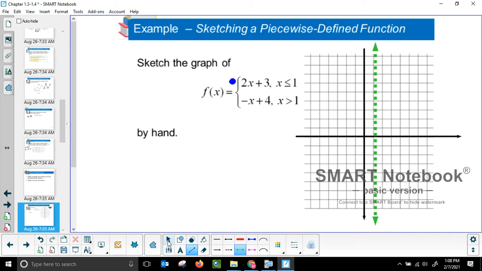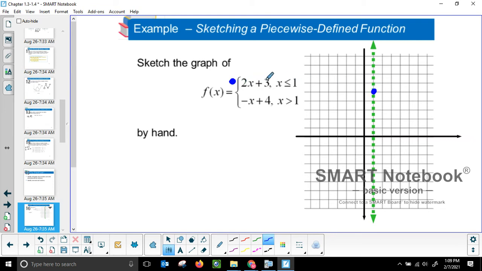All right, so I like to just put a dotted line, and that tells me that that's where my graph is going to be broken. Now what I do is I take this number, in this case 1, and I plug it into my function. If I plug 1 into here, 2 times 1 is 2, plus 3 is 5. So that tells me that I have the point 1, 5. Because this is "or equal to," it's going to be a closed dot. So 1, 5, closed dot here.